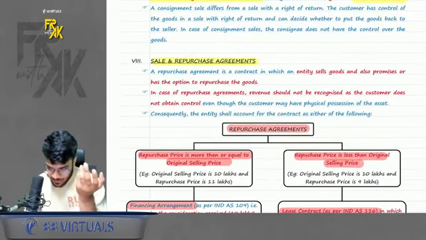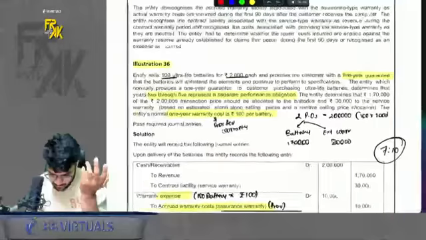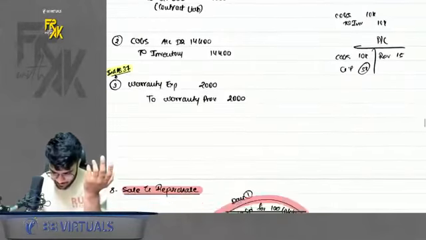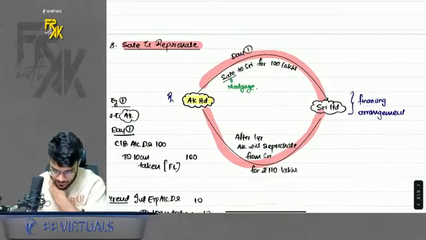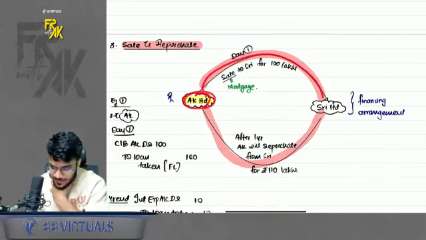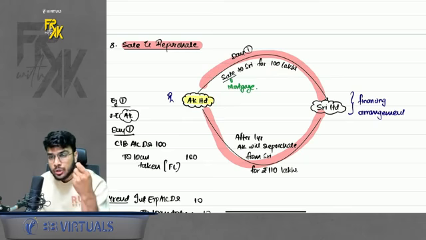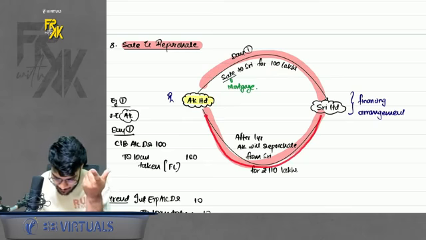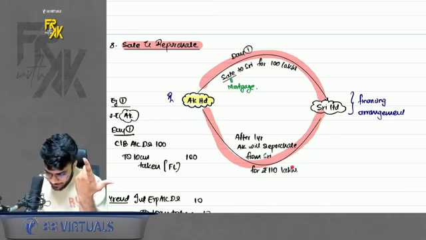Okay, chalo. Next is sale and repurchase. Again, a very interesting case. To understand this, we have some example in our notebook. Please have a look here. Sale and repurchase. So let's say, for instance, here is AK. AK is selling a product to Sri for 100 lakhs, and on day 1 also promises to buy back that same product from Sri after 1 year at 110 lakhs.